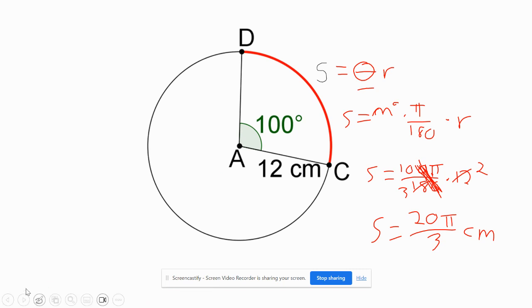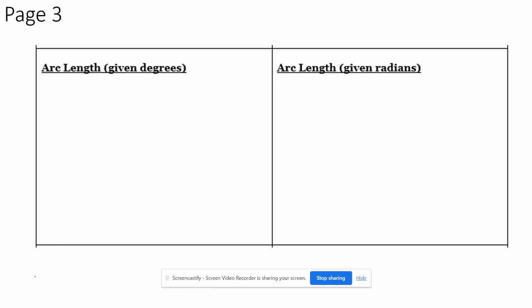So now that we have gone through those, in your packet, flip to page 3, and we're just going to record down the formulas that you can use for arc length. I'm actually going to start with given radians because that one's the simpler formula, right? I always remember this: arc length equals radius times radians. So you could say equals r times theta, radius times radians.